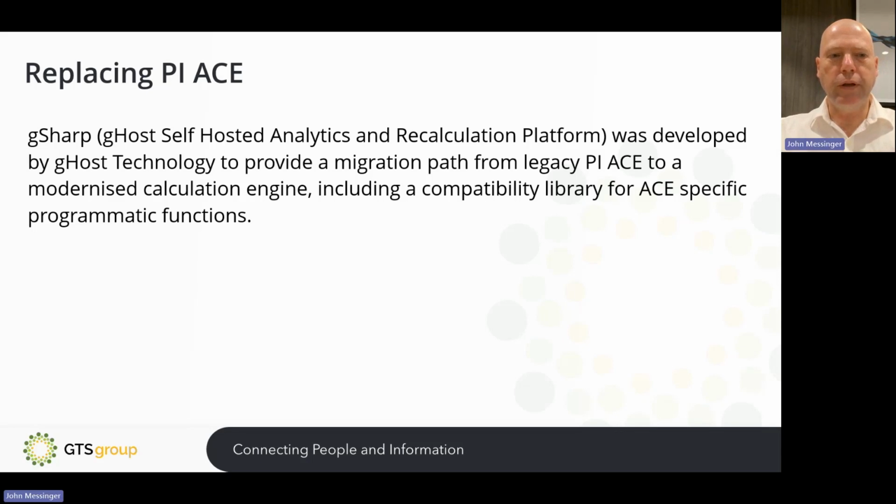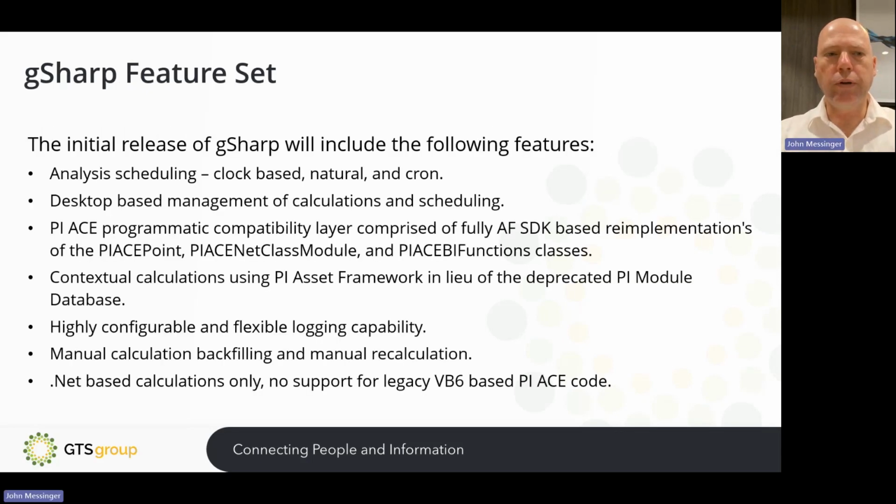For those of you that are interested in what gSharp includes, the initial release of gSharp is slated to include the following features. Analysis scheduling, and remember that for many, PyAce represents a great scheduling engine to do all sorts of stuff. With our analysis scheduling, we provide support for clock-based schedules, same as you had in PyAce, natural or event-triggered schedules, meaning that when an event comes into a Pi tag, that can be used to trigger a calculation. We've also added cron-based scheduling.